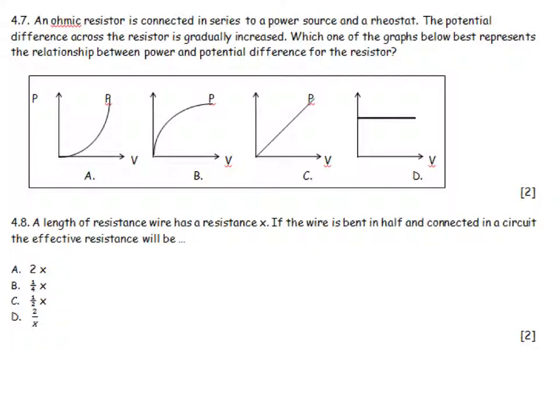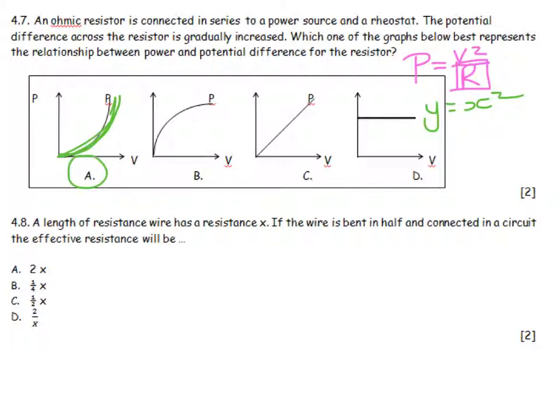We've got an ohmic resistor, and it is connected in series to a power source and a rheostat. The potential difference across the resistor is gradually increased. Which of the graphs best represents the relationship between power and potential difference of a resistor? So I look at an equation that links all of those things to me. The resistor will stay the same. There is now a relationship that has been established between power and potential difference, and it is a squared relationship. In other words, the power increases to the square of the V, which kind of looks a little bit like y is equal to x squared, or half of it, which is a bit of a parabola. So A is going to be your correct answer.